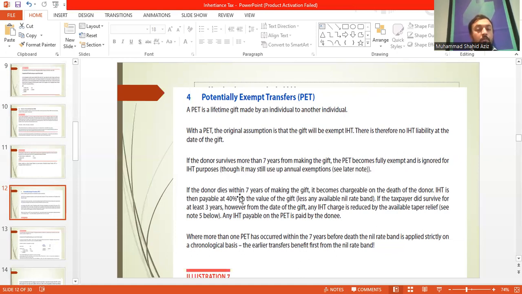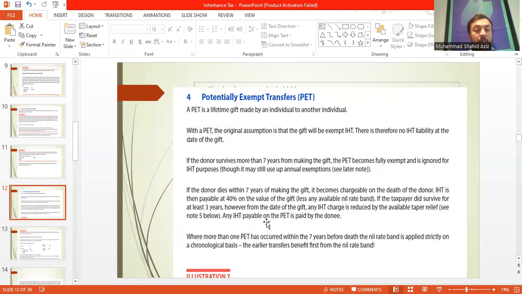If the donor dies within 7 years of making the gift, it becomes chargeable on the death of the donor. Inheritance tax is payable at 40% on the value of the gift, less any available nil rate band. This is important. So if the person dies within 7 years, we need to first deduct the nil rate band. If the taxpayer did survive for at least 3 years from the date of the gift, however, any inheritance tax charge is reduced by the available taper relief. This taper relief we will see in a minute.